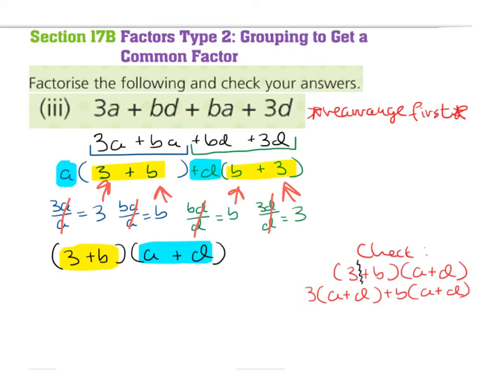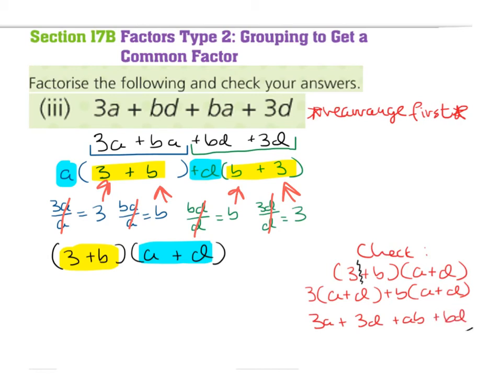3 times a number times a letter, we stick them together, so we get 3a. Then 3 times d, a number times a letter, we stick them together, so we get plus 3d. Then b times a, a letter times a letter, we stick them together, so we get plus ab. You could have actually called this plus ba, but we like to write our terms alphabetically. And then b times d, a letter times a letter, we stick them together, so we get plus bd.